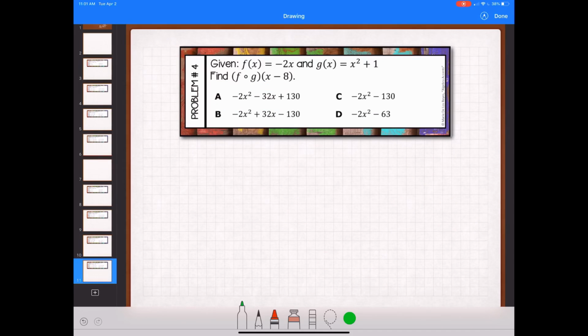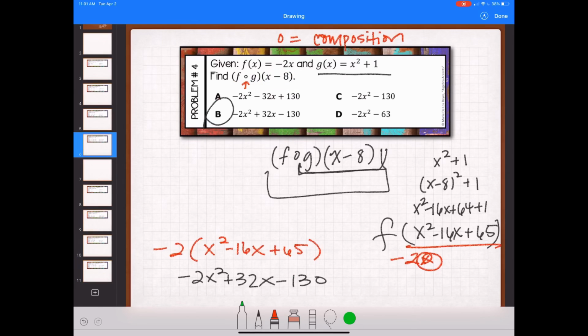For composition, there really isn't another way to do it. You have to do it in the order that we did it before. The function that's closest to the input, so here, g, so input into the g function first, then into the f. So really there's no way to do it besides the way we already did it earlier.